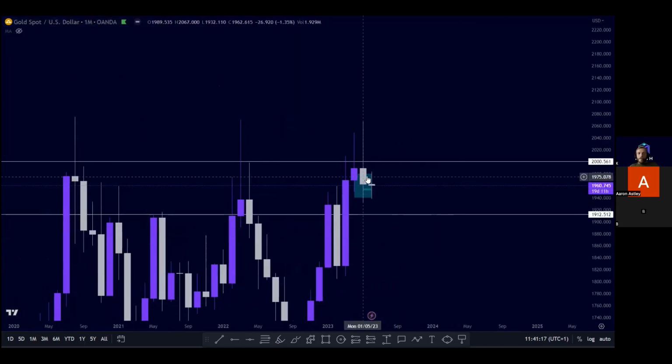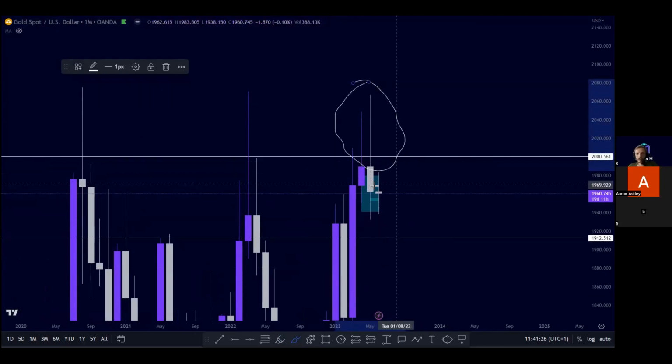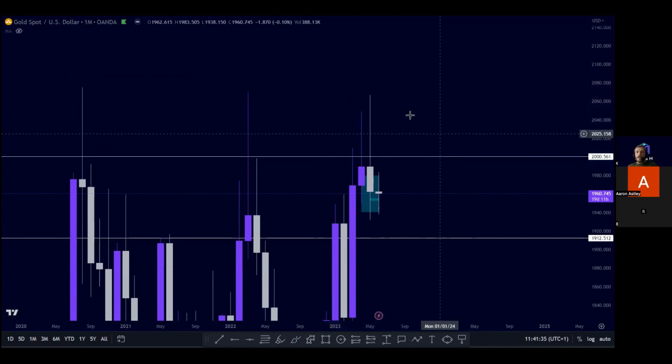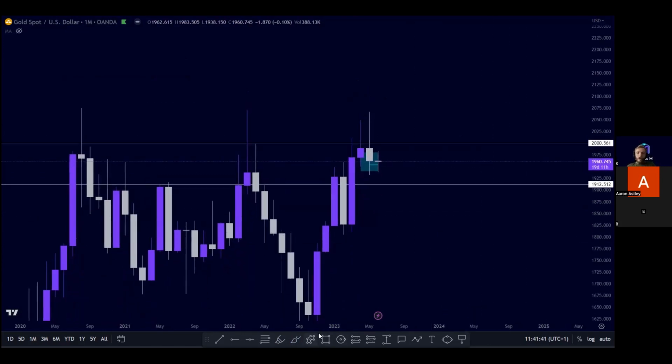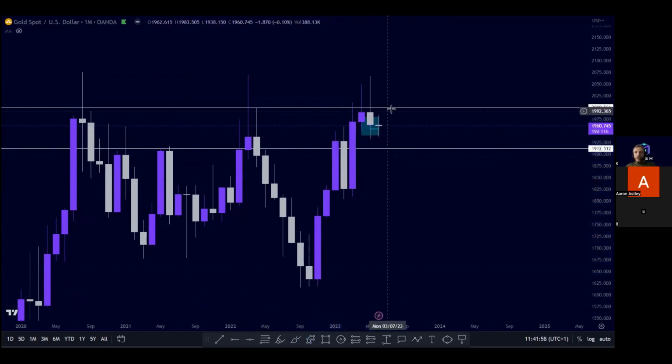Once again, though, we are starting to make a bit of structure up here. We've seen these big wicks to the upside, but we couldn't manage to close on the monthly above the 2K area, suggesting that price could start to retrace downwards. Technically we're still bullish on the monthly, as we've still got this previous higher high intact. Price hasn't managed to break through it, and this area is around a double top. So we're still technically bullish on gold on the monthly.